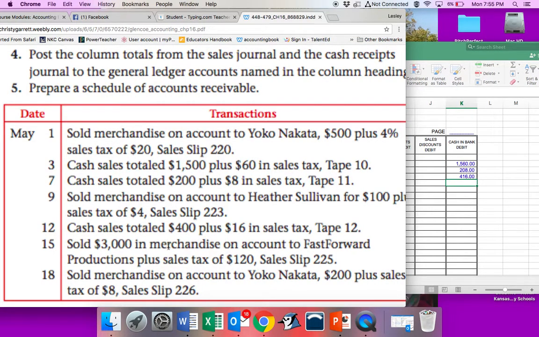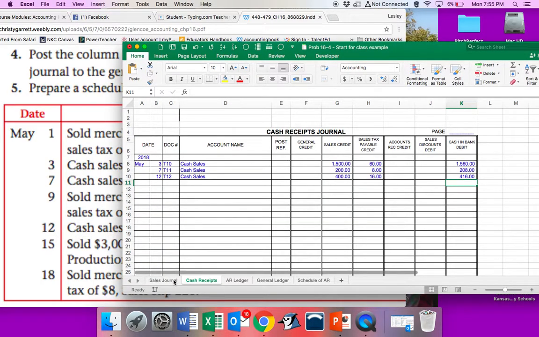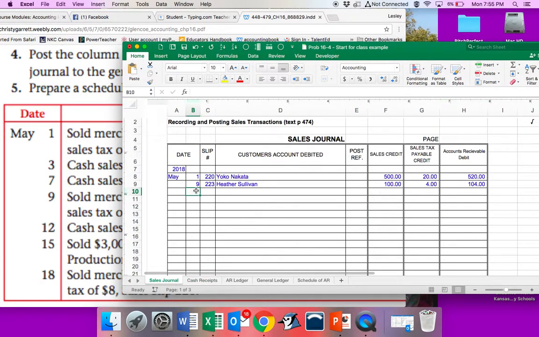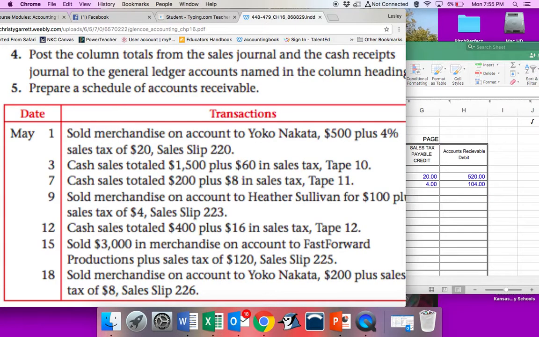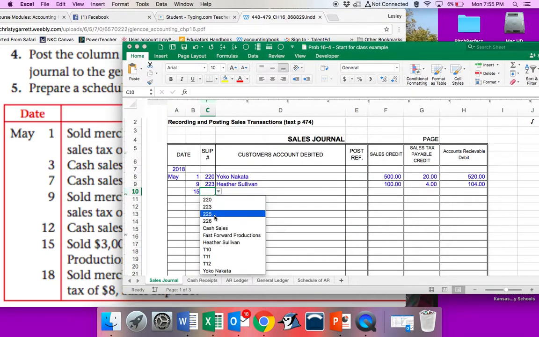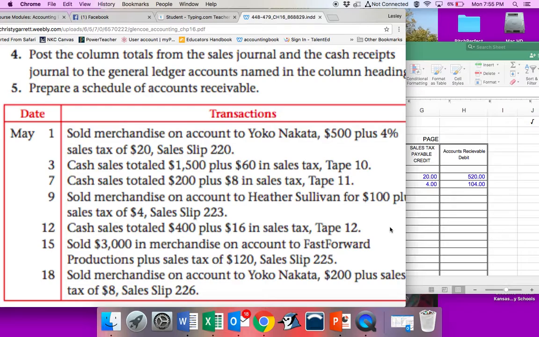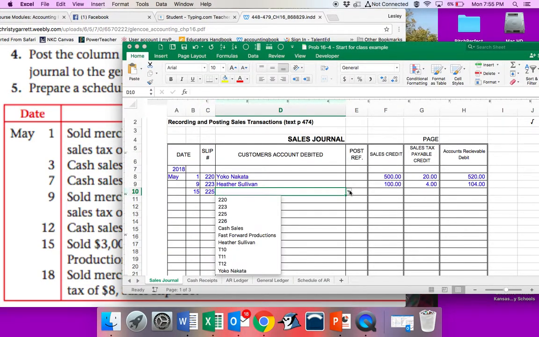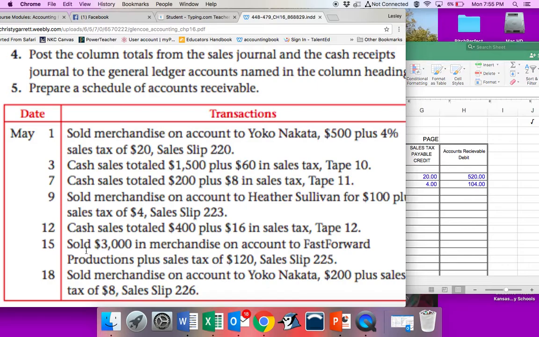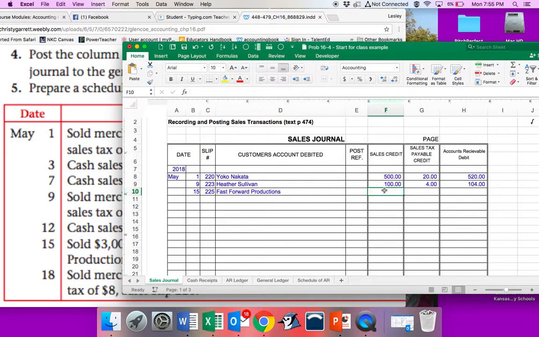Then again, sold $3,000 of merchandise on account to Fast Forward Productions plus sales tax of 120, sales slip 225. So we're going to go to the sales journal, and we're going to put the 15th. It was sales slip 225, to Fast Forward Productions. It was 3,000 in sales, 120 in sales tax, giving us accounts receivable of 3,120.